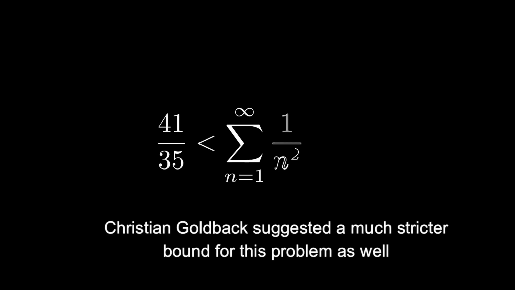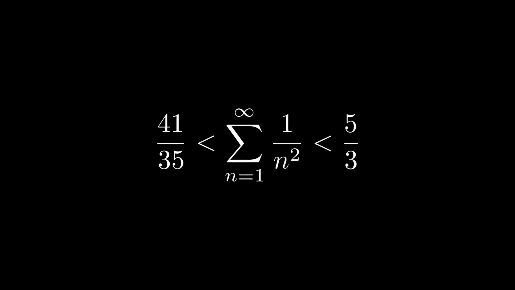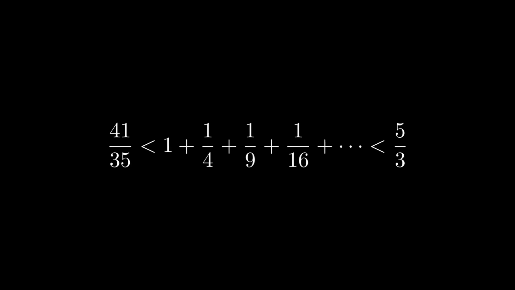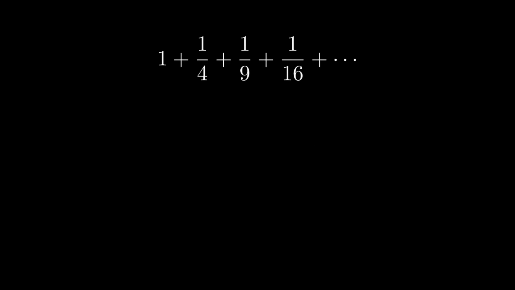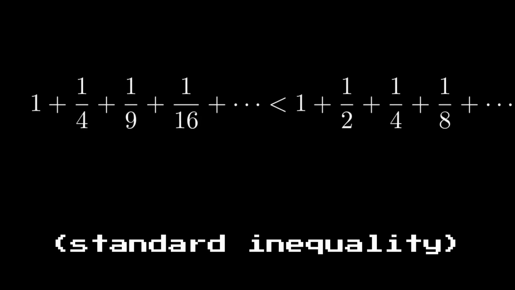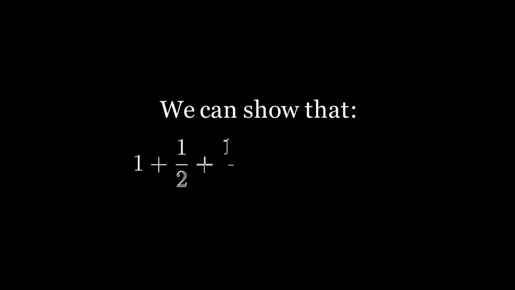Then Christian Goldbach suggested a very strict bound. He proved that it lies between 41 upon 35 and 5 upon 3. We can prove an even simpler bound. Now we only need to show that this series equals to the following.